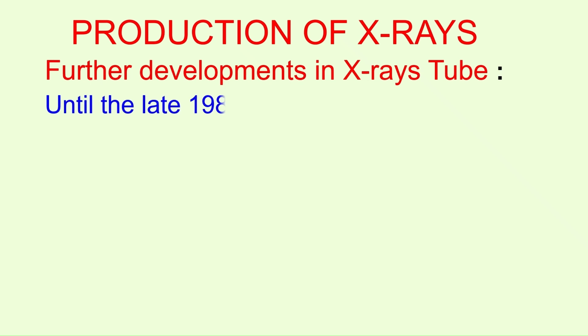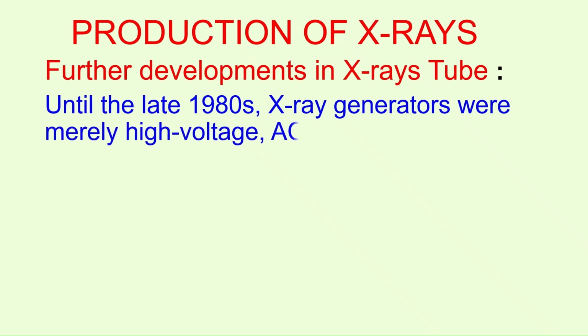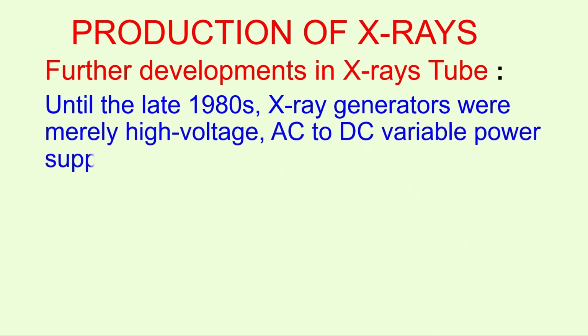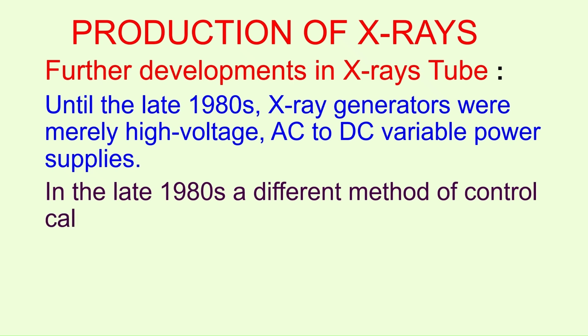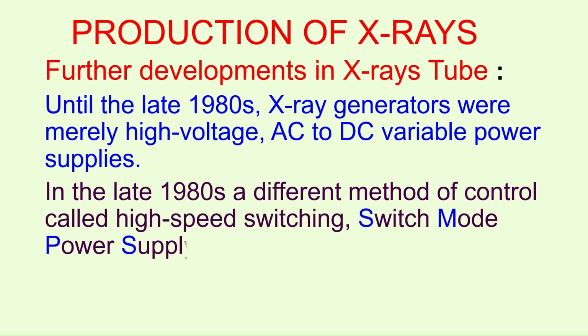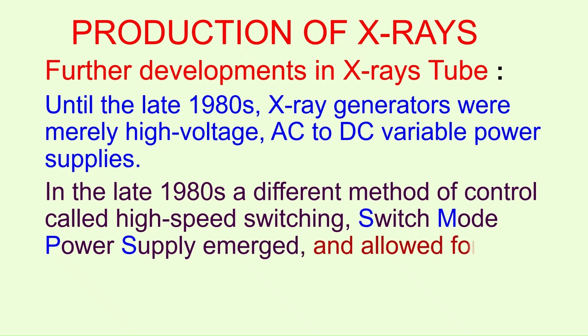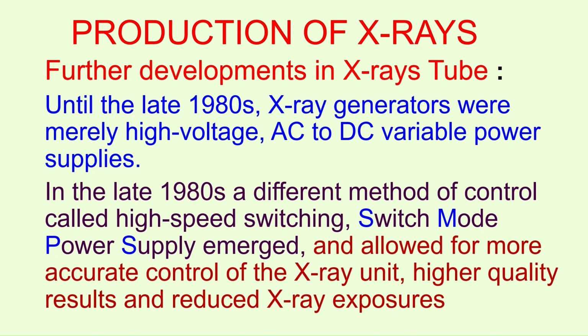Until the late 1980s, X-ray generators were merely high-voltage AC to DC variable power supplies. In the late 1980s, a different method of control, called high-speed switching, or switch mode power supply, emerged and allowed for more accurate control of the X-ray unit, higher quality results and reduced X-ray exposures.